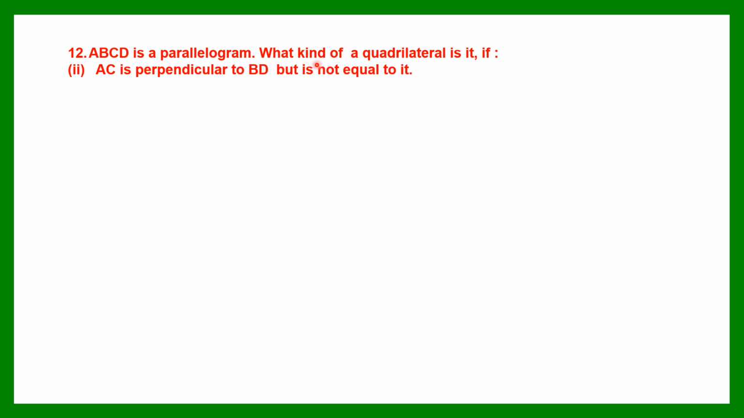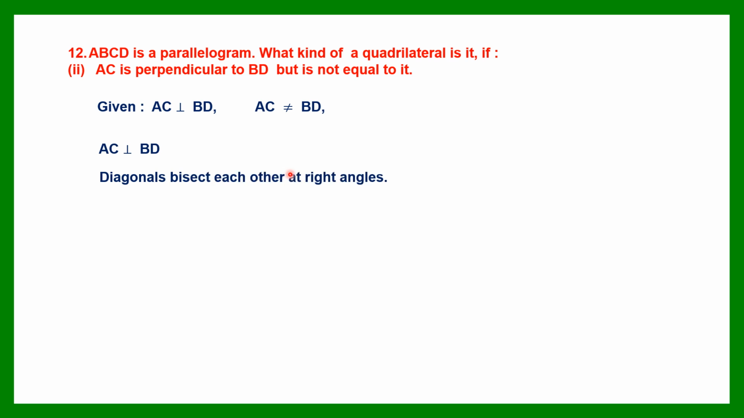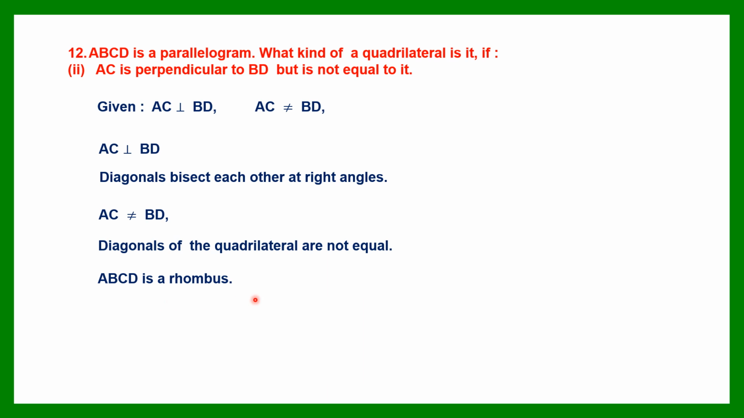Second one: what kind of a quadrilateral is it if AC is perpendicular to BD but not equal to it? They're perpendicular but not equal. So given is that AC is perpendicular to BD. That means they intersect at 90 degrees but are not equal in length. If they're perpendicular, the diagonals are bisecting each other at right angles. Then AC is not equal to BD. So if the diagonals bisect each other at right angles but are not equal to each other, such a figure is known as a rhombus. We call it a rhombus.